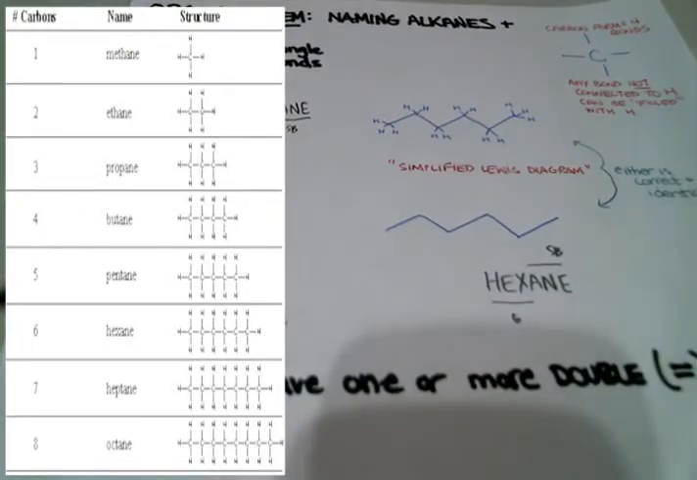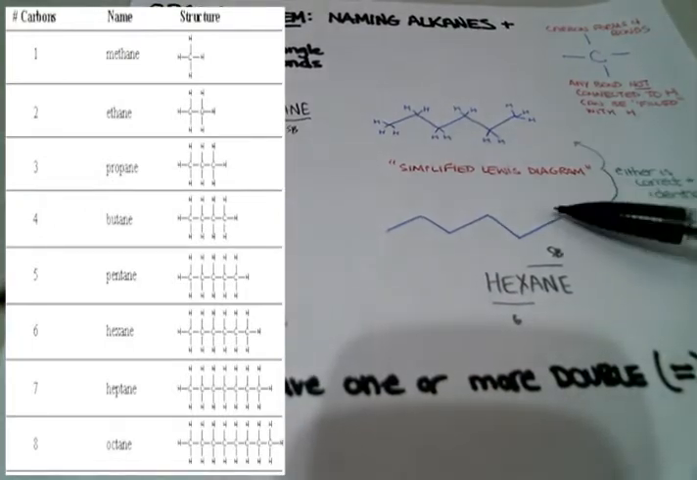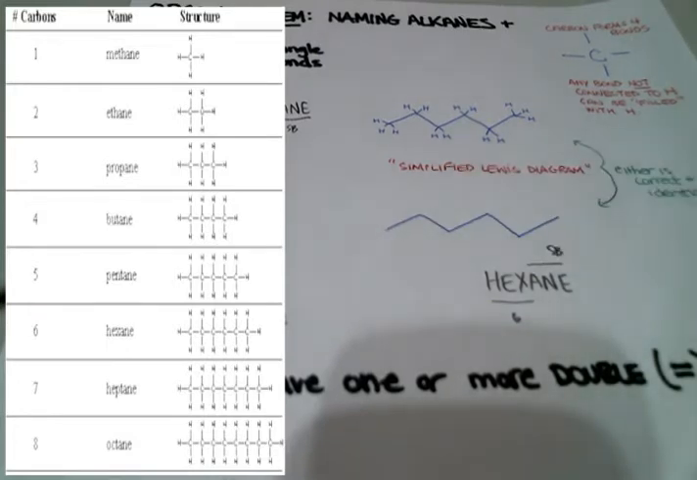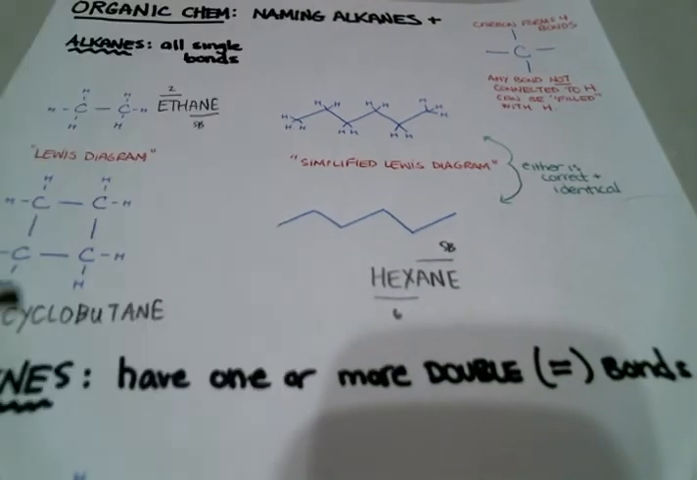Okay. And it's not cyclohexane because carbon number 6 does not loop around and connect back to carbon number 1 again, like it did over here in cyclobutane. Both of these diagrams are correct and identical.